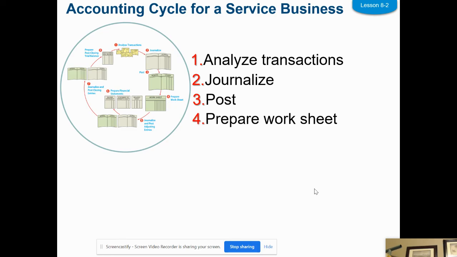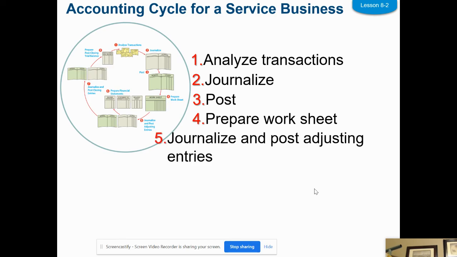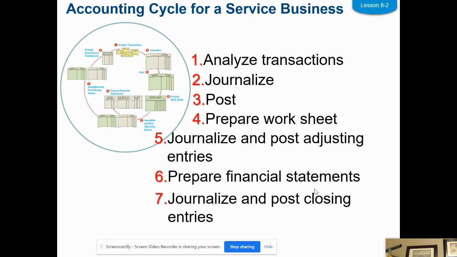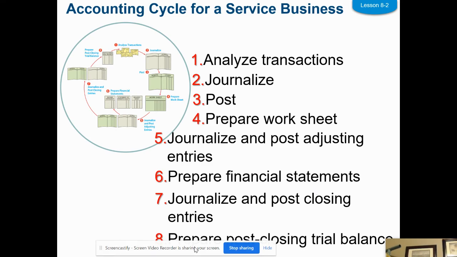From our ledger balances, we prepare the worksheet like we did in chapter 6. We then journalize and post adjusting entries like we did for supplies and insurance, accrual basis accounting, matching up expenses with revenues, prepare the financial statements like we did in chapter 7, journalize and post closing entries like we did in 8.1. And now here in 8.2, we're preparing the post-closing trial balance.